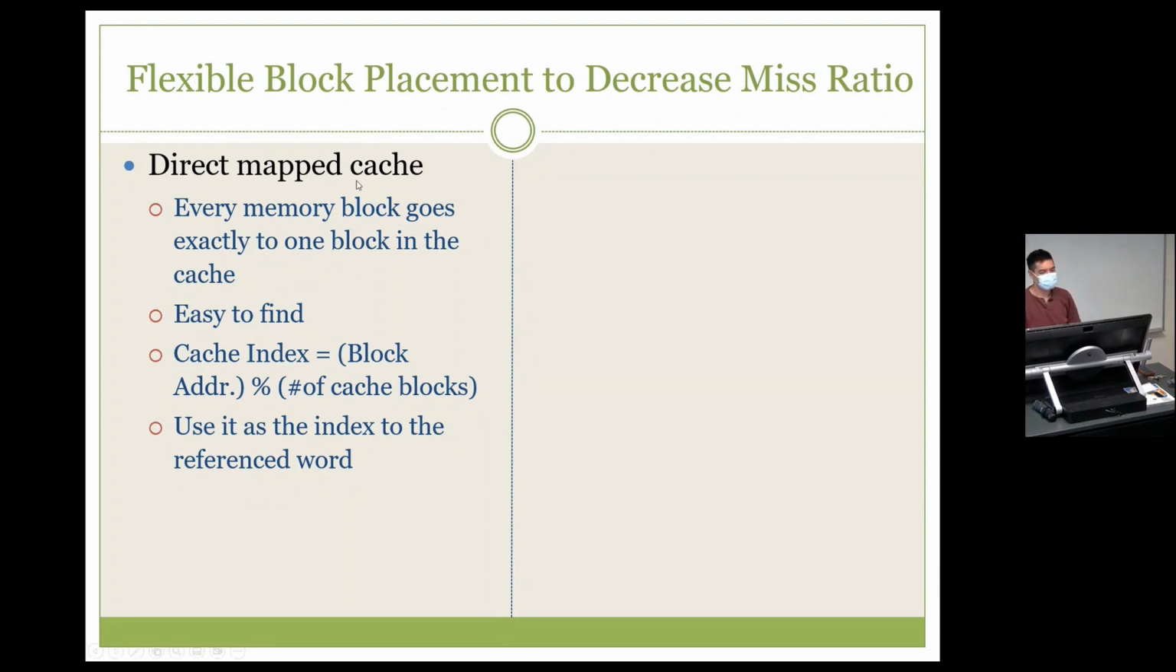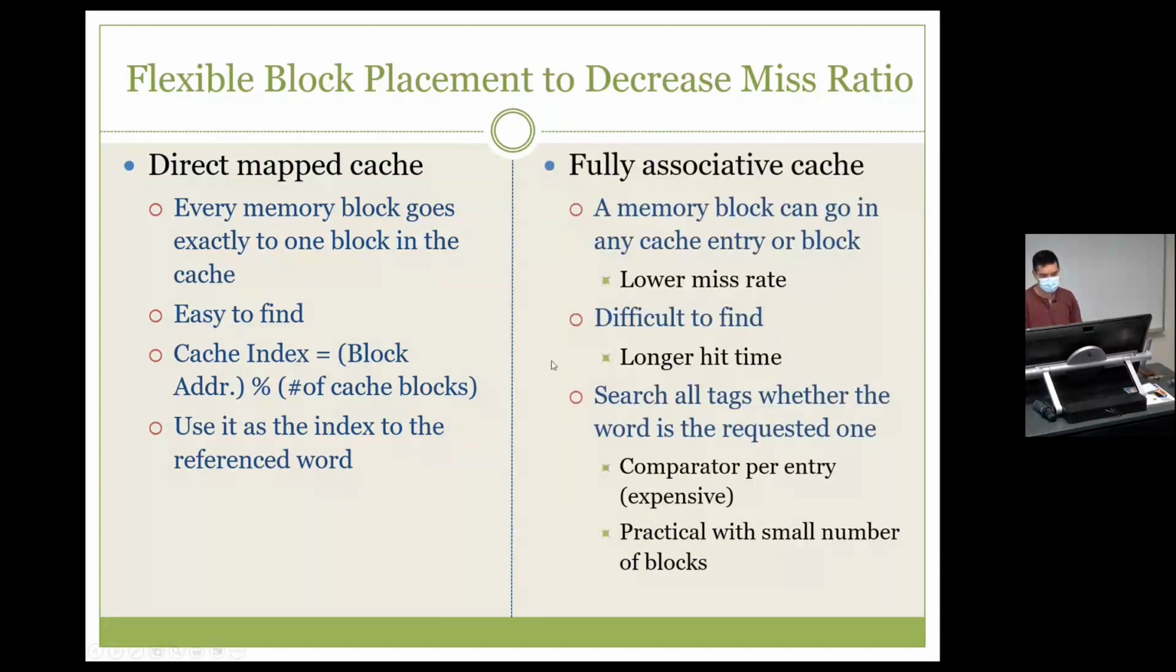So we have covered a direct mapped cache. Every memory block goes to exactly one place. It's easy to find. Your cache index is just your block address modulo the number of cache blocks, and you use it as the index to the reference row, right? But there are other caches.